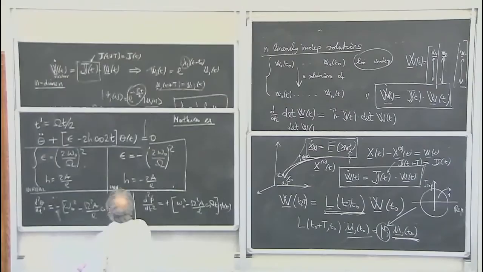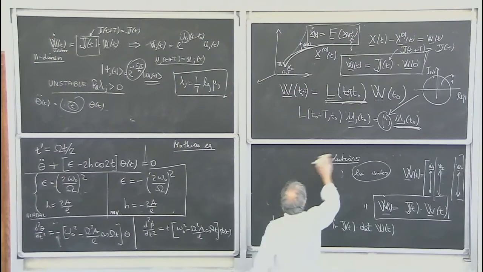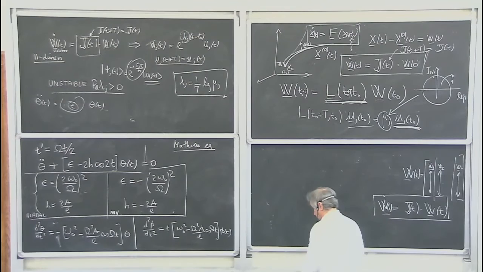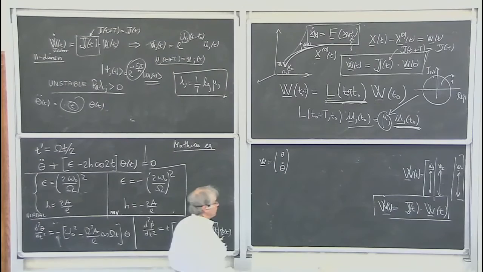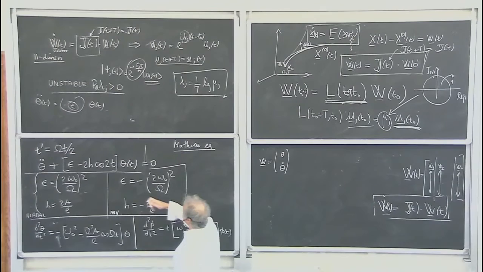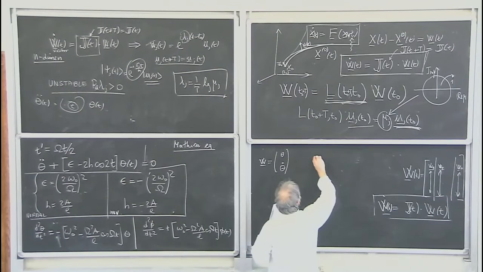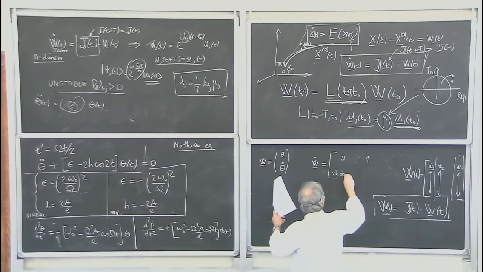But to end today's story, let me just do, as an illustration, the Mathieu problem. What you would do for the Mathieu problem: I define the deviation to be theta and theta dot. Remember that I want first order differential equations, so I have a two-dimensional space that I can work with, and I can show you immediately from the Mathieu equation that the corresponding problem is the following: W dot equals the matrix (0, 1; 2h cos 2t minus epsilon, 0) times W.